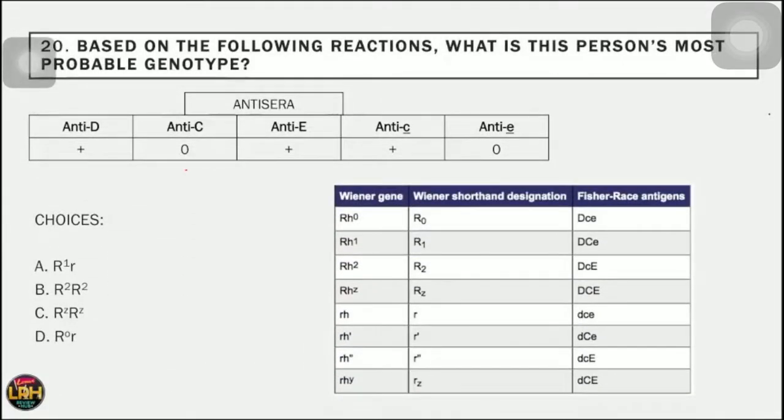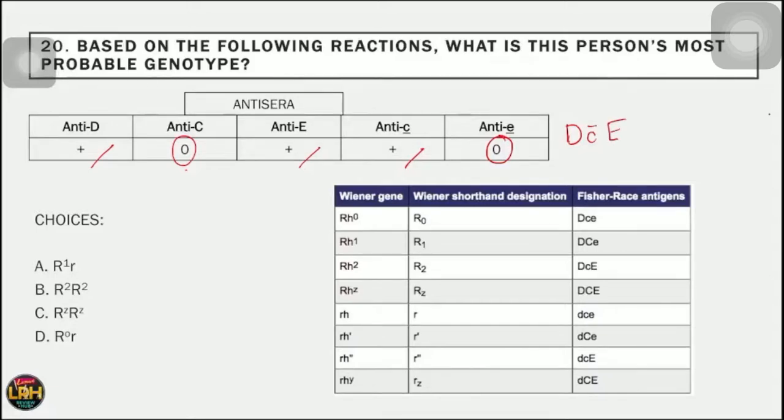For number 20, based on the following reaction, what is the person's most probable genotype? Using the antisera provided, the reaction shows a positive reaction for anti-D, anti-big E, and anti-small c, while negative reaction on anti-big C and anti-small e. This indicates the presence of the D antigen, the small c antigen, and the big E antigen.